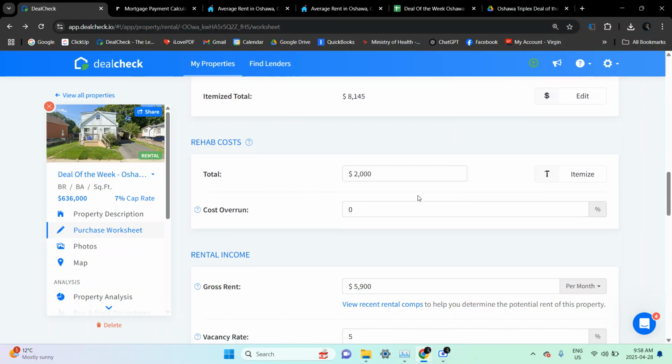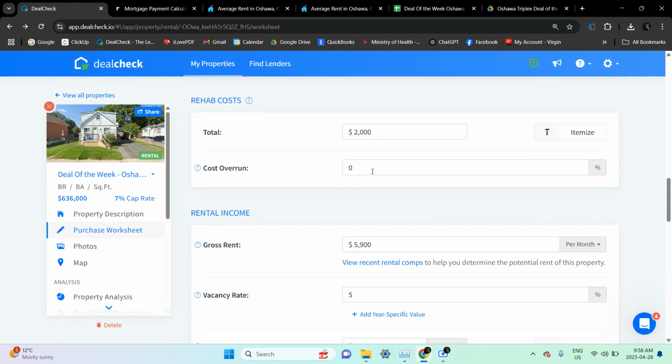So the rehab cost, remember I did say this is a landlord special, so you're going to want to make sure that you budget for some rehab. I think $2,000 will get you there, and the property is vacant as well, so you can get in there and do the work nice and easy.